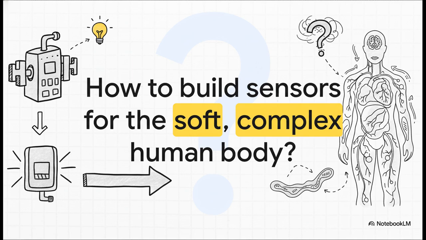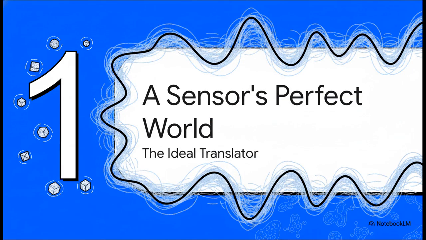Look, we've gotten really good at building sensors for hard, predictable machines. But there's a much bigger challenge on the horizon. How in the world do we create sensors that can work with something as soft, as dynamic, and as complicated as our own biology? That right there, that's the core question we're going to tackle today. So to really understand what makes a real-world sensor tick, and what makes it fail, we first have to imagine a perfect one. What would an ideal sensor, a flawless translator of physical information, even look like in theory?